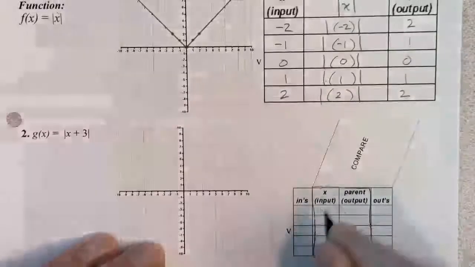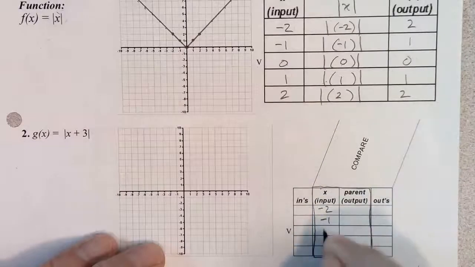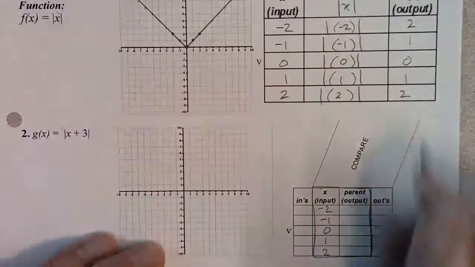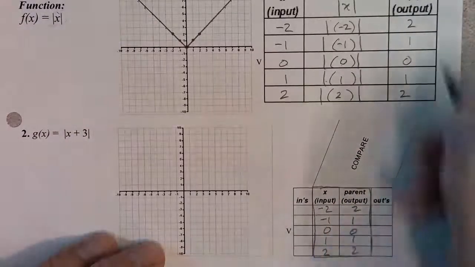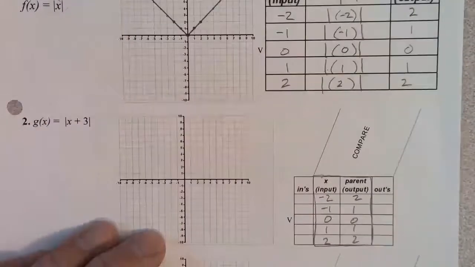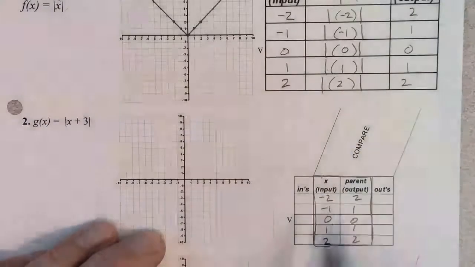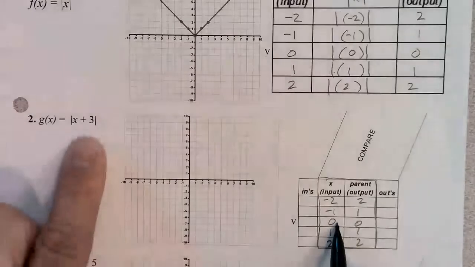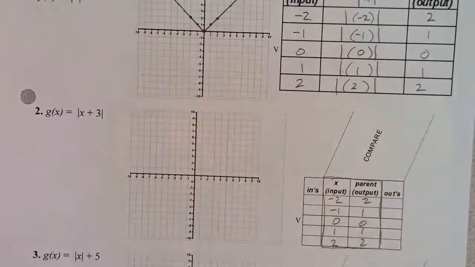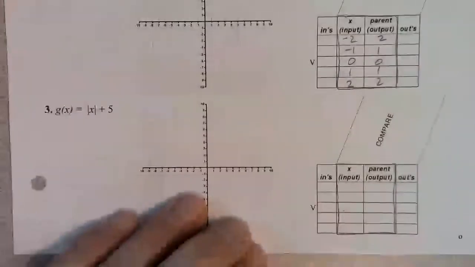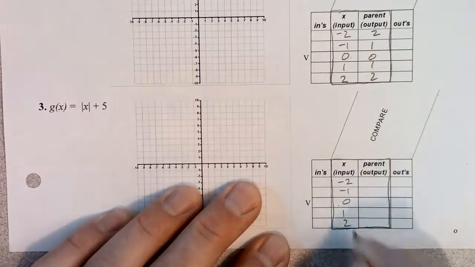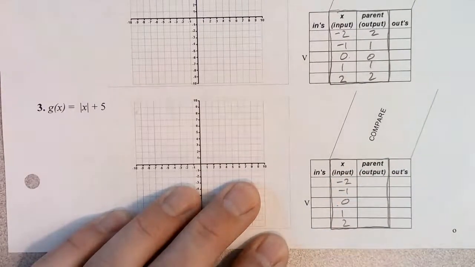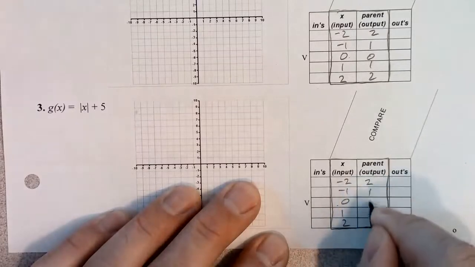Your input, when you have negative 2, negative 1, 0, 1, and 2, your outputs are 2, 1, 0, 1, and 2. You're just copying those inputs and outputs. Notice your vertex is still 0, 0 to begin with before we transform the function. You guys with me? Let's go ahead and fill that out over here. This one is negative 2, negative 1, 0, 1, 2. Please stay with me, otherwise you're going to get frustrated here in a minute. This one is 2, 1, 0, 1, 2.